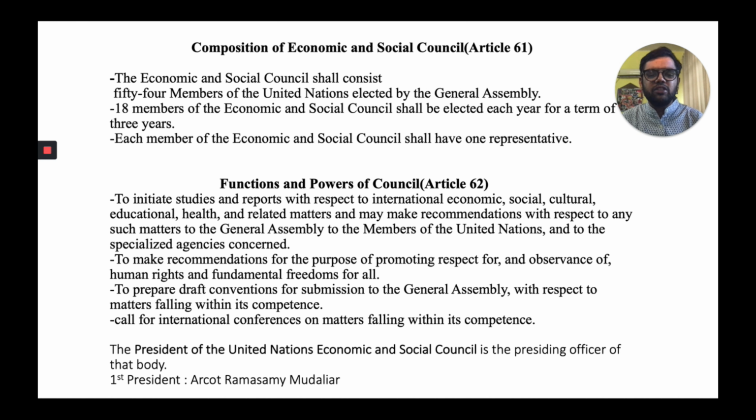The President of the Economic and Social Council is the presiding officer of the body, and the first president was Arcot Ramaswamy Mudaliar, and he belonged to India.